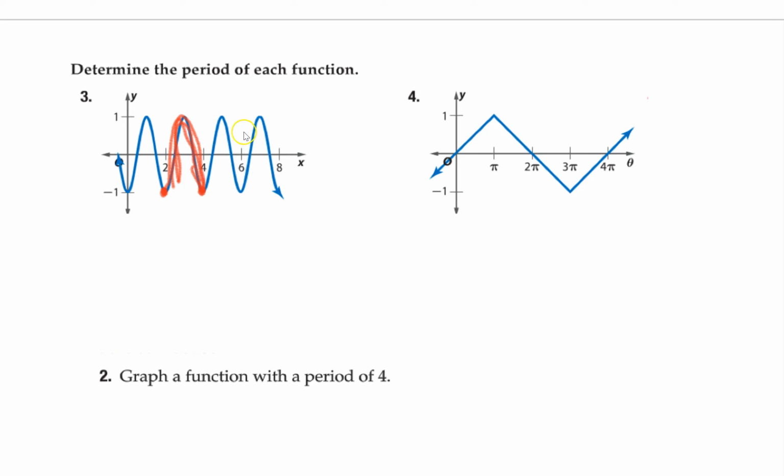Anyway, it's right there, right? It's 2. The period's 2. It takes 2 x values before it repeats itself, right? You see something here with 6 and 8, right? This repeats itself. 4 to 6. It's every 2. Now look at this one.